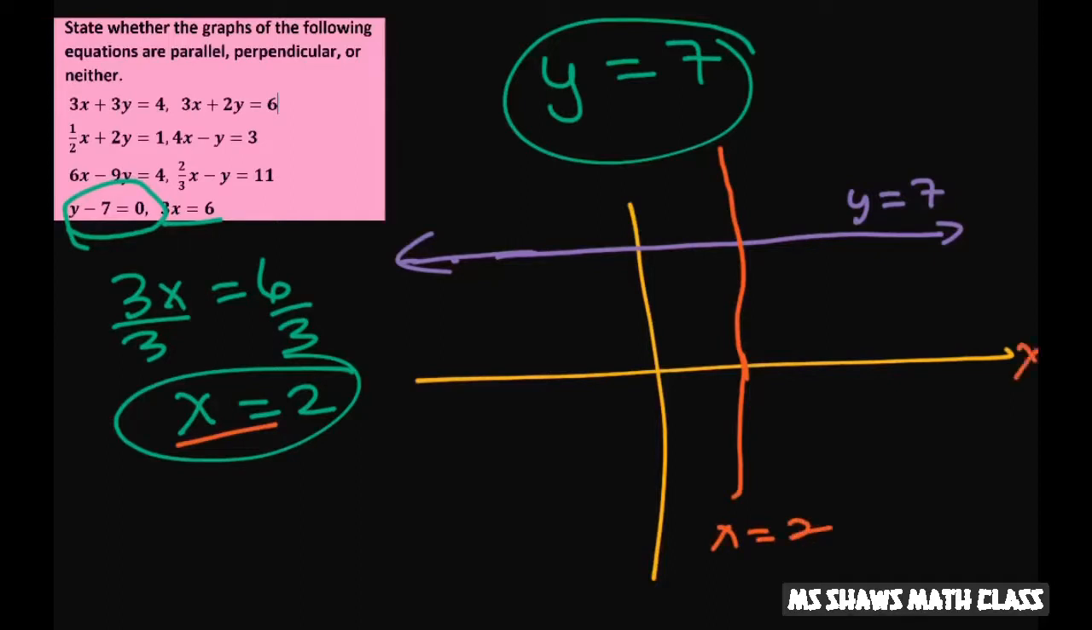This is your X. This is your Y. These are perpendicular. So you have something like that, that means they're perpendicular.